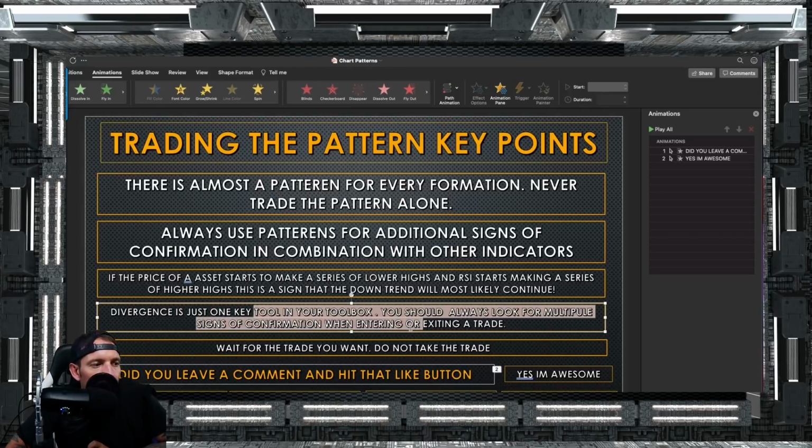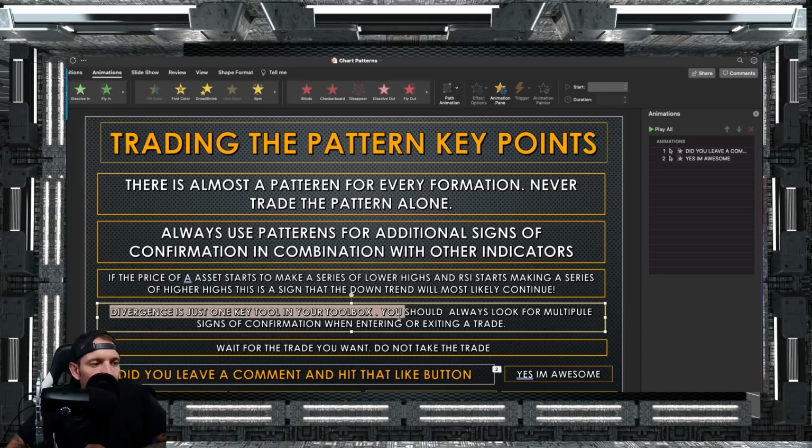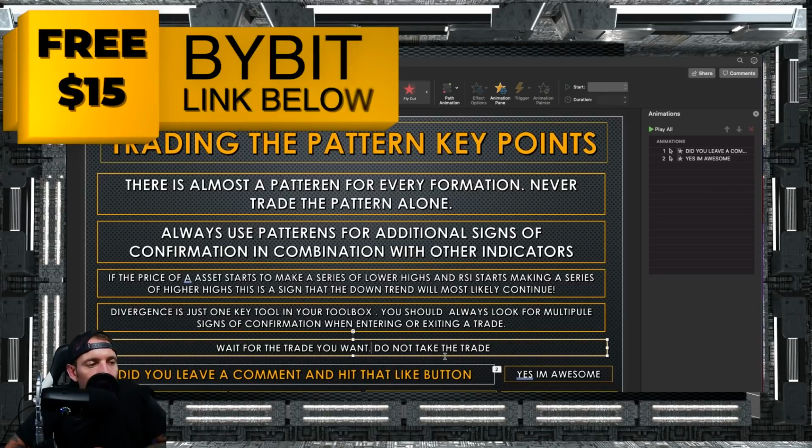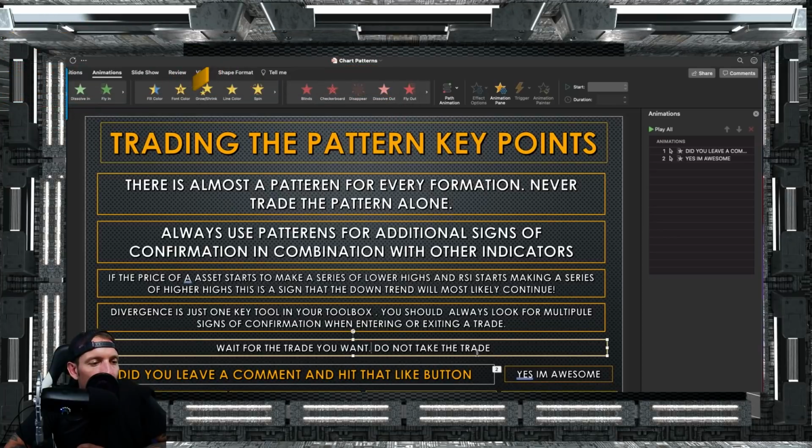Divergence is just one key tool in your toolbox. Same with patterns. Patterns are just one key tool in your toolbox. You should always look for multiple signs of confirmation no matter what. And then the best advice I can give you guys is don't take a trade just to take a trade. Wait for the trades that you want to take and take the trades that have the highest probability of being winning trades. There's going to be a million trades out today, tomorrow, the next day. I promise you guys that if you are not patient, you will never survive as a trader in the cryptocurrency world. All right, YouTube.